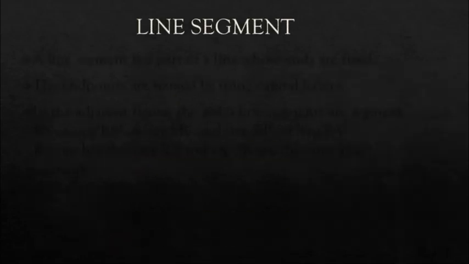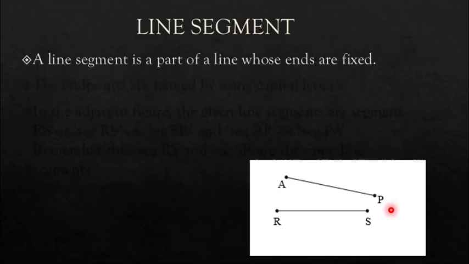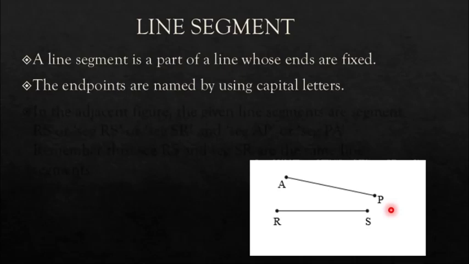Next is line segment. Now look at this picture. What difference do you find between the line and the line segment? Well, in the line, we use two arrowheads at both the ends. But here we are using two dots on both the ends of the line, and that is why it is called a line segment. This indicates that the two points are fixed. You cannot extend the line. So a line segment is a part of a line whose ends are fixed. Also, when you are naming these line segments, you need to use capital letters.